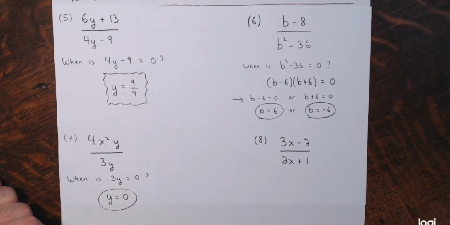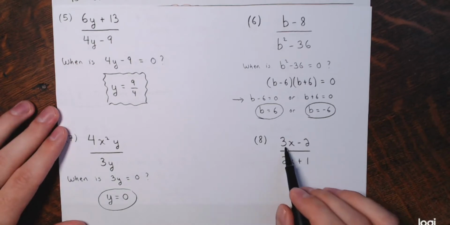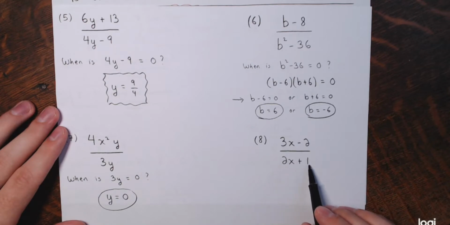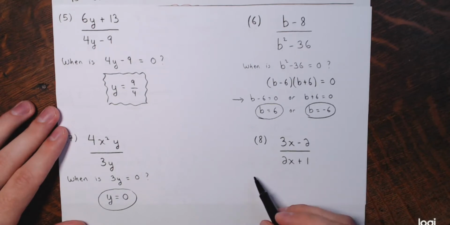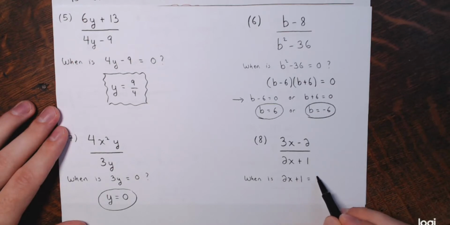Okay, example 8, and same deal. Numerator 3x minus 2, denominator 2x plus 1. And I'm asking the same question every single time. When is the expression in the denominator equal to 0? Because that will be bad. That will make my expression undefined.